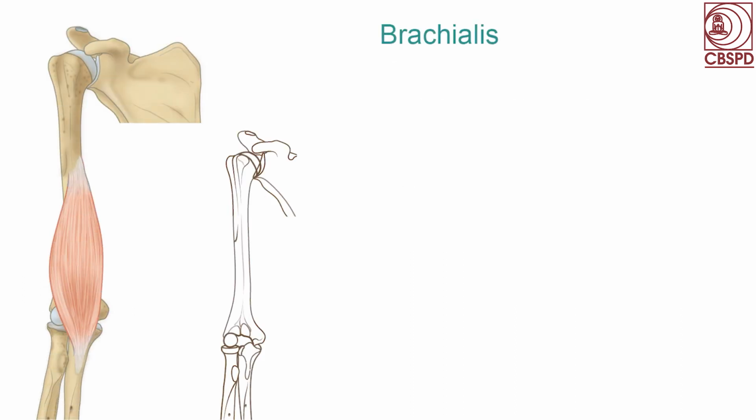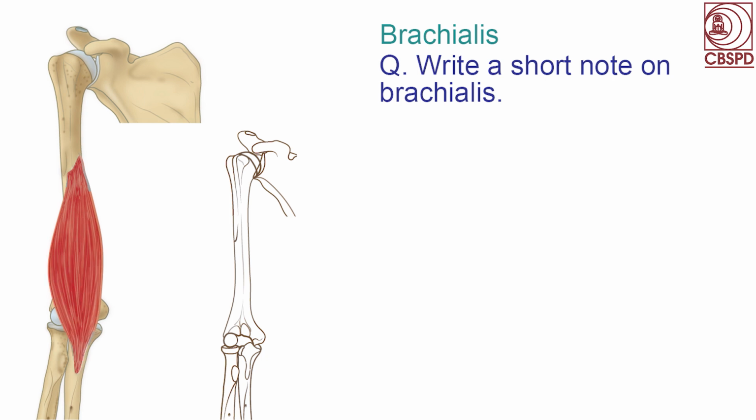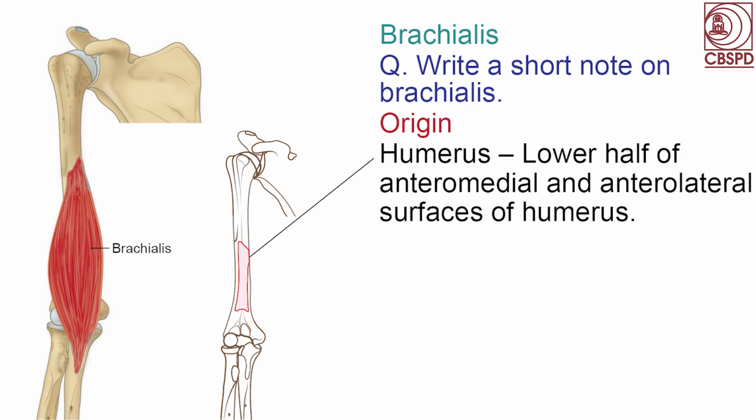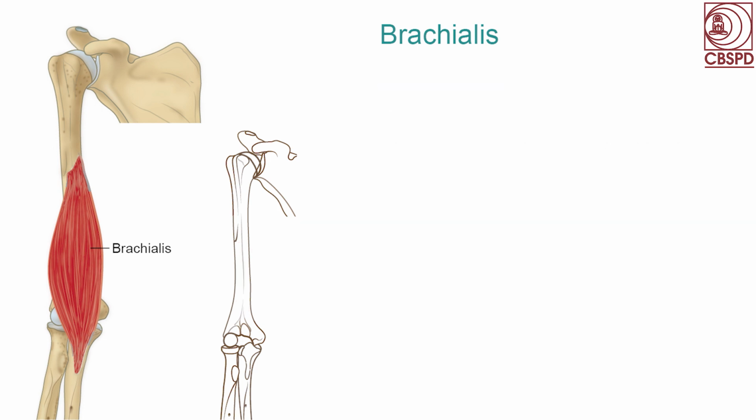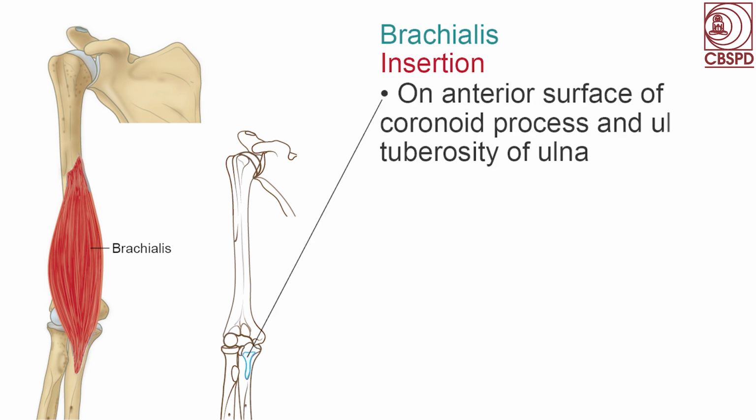Coming to the third muscle, brachialis. In the exam, you may get a question as write a short note on brachialis. What is the origin of brachialis? It originates from the lower half of anteromedial and anterolateral surfaces of humerus, and also from anterior surfaces of medial and lateral intermuscular septa. What is the insertion of brachialis? It inserts on the anterior surface of coronoid process and ulnar tuberosity of the ulna.